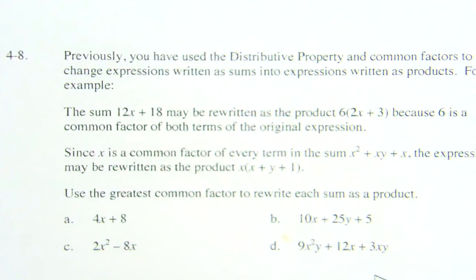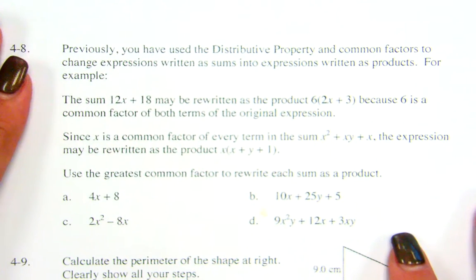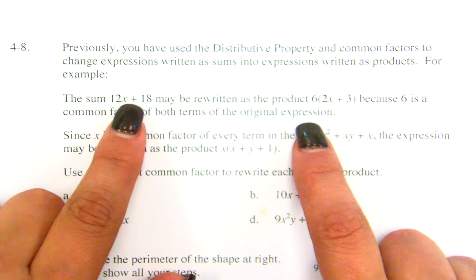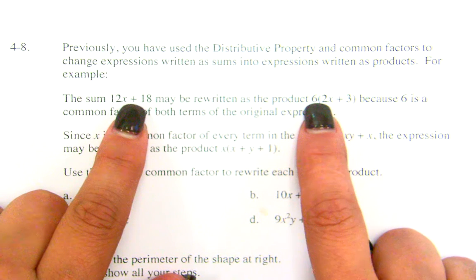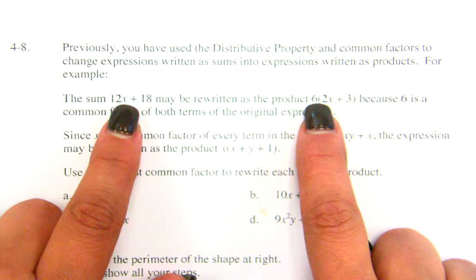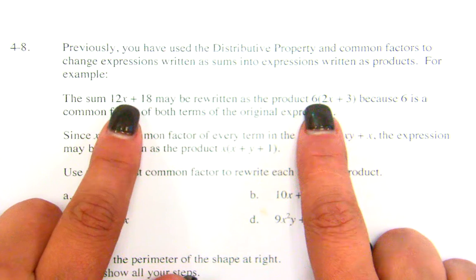And then problem number 8. Problem number 8 is actually fairly easy. Maybe D might be the more difficult one. It's just basically reminding you that if you have 12x plus 18, you really have a 6 that you can factor out between the 12 and the 18, because 6 is the greatest common factor between 12 and 18.